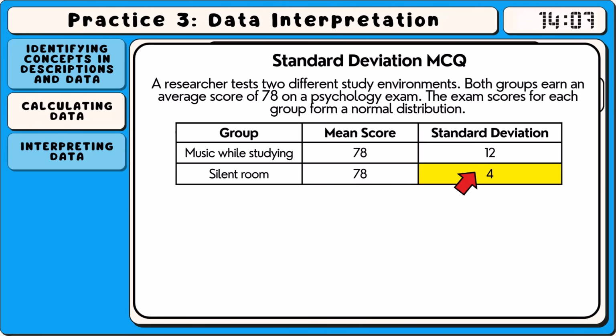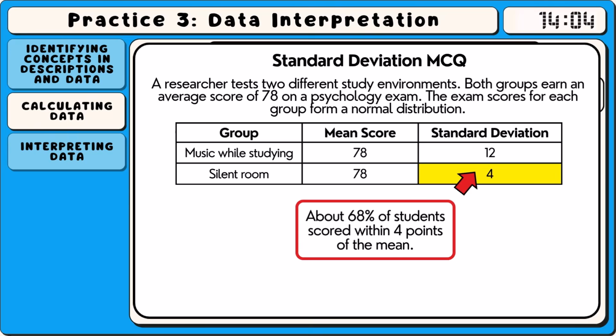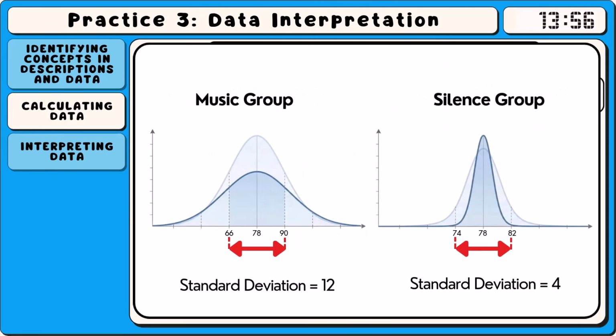Meanwhile, the silence group had a standard deviation of 4. This means that about 68% of students earned within 4 points of the mean, so their scores were somewhere between 74 and 82. If we were to draw bell curves for these two scenarios, they would look like this. The music group would have a higher standard deviation, and the silence group would have a lower standard deviation.